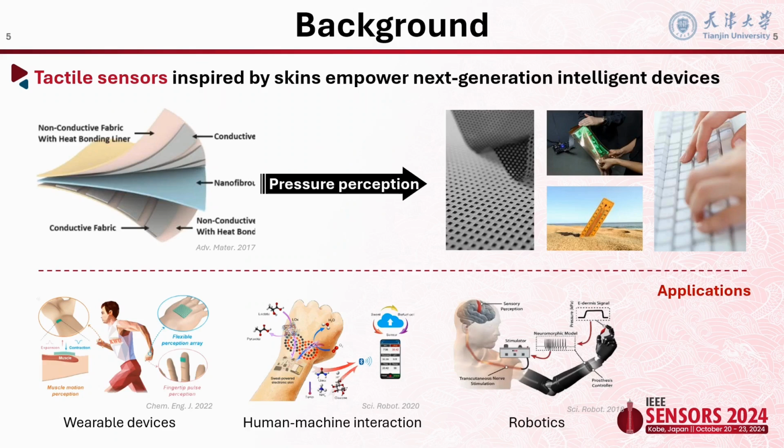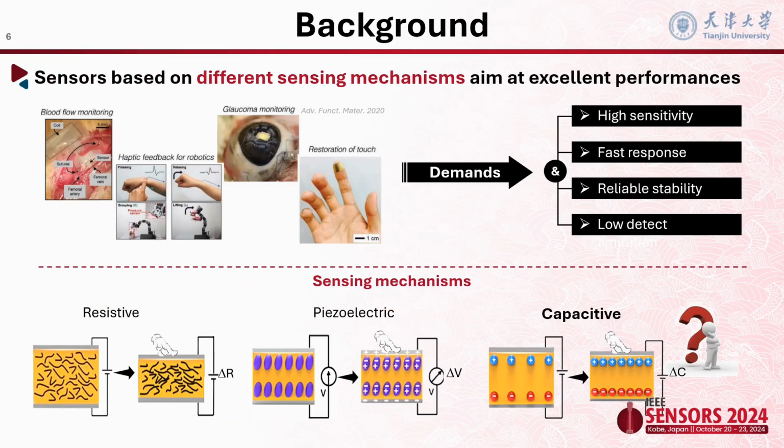Among these flexible sensors, tactile sensors inspired by our skin have attracted more attention due to their abilities of tactile perception. Especially pressure sensors have been extensively studied due to their importance for wearable devices, human-machine interaction, and robotics. Recently, to achieve pressure perception, several sensing mechanisms have been proposed, including resistive, piezoelectric, and capacitive. All of them aim to fabricate sensors with excellent characteristics. In my presentation today, I will only focus on how to improve the sensitivity of capacitive pressure sensors.